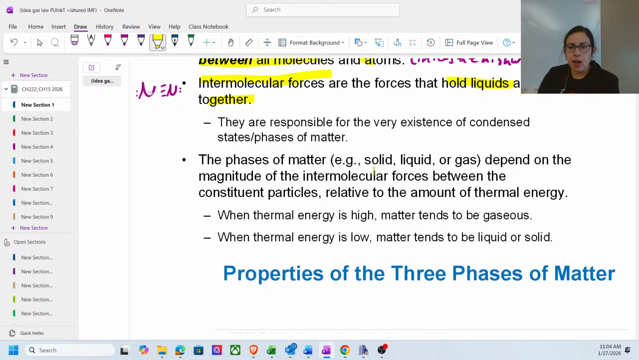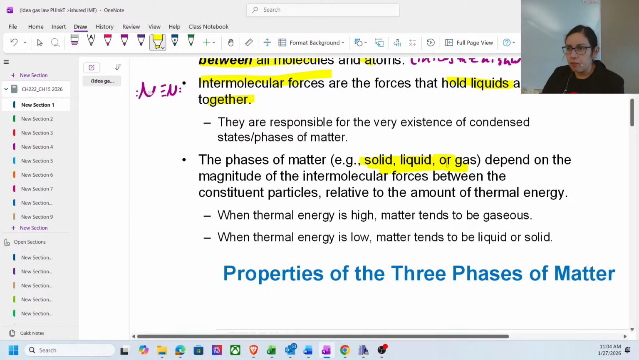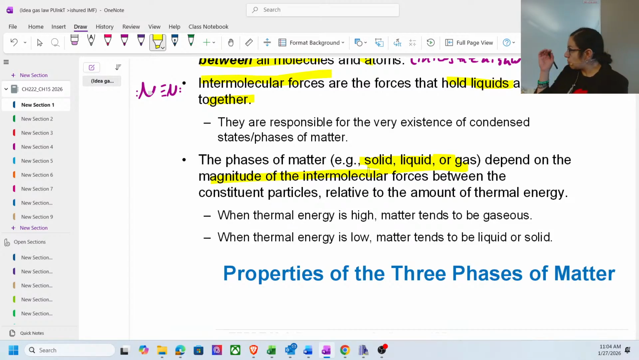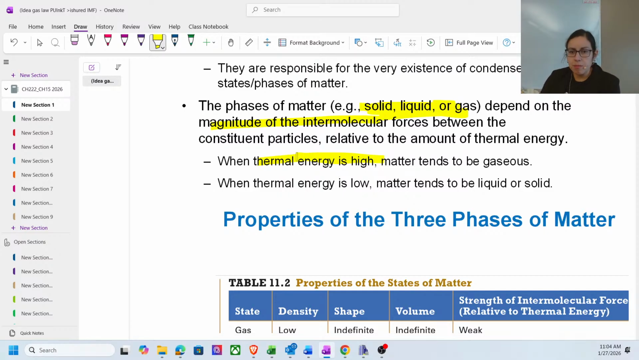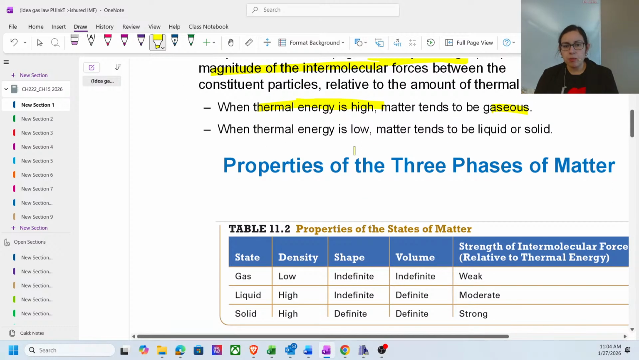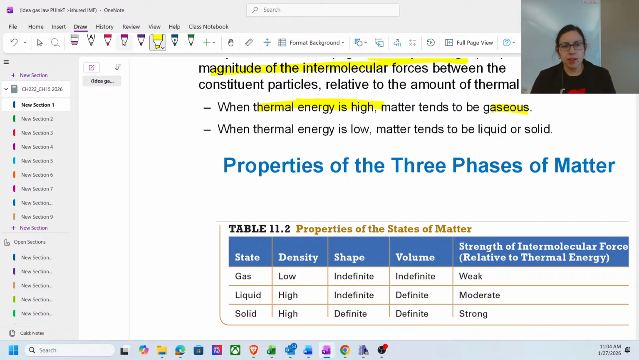And so the phases of matter, whether it's a solid, liquid, or gas, all that depends on the magnitude of the intermolecular forces. So we'll be able to predict and rank them. And then, as we can generally see, when our thermal energy is high, matter tends to be gaseous, just thinking about water in the gaseous state when it's boiling. And then when thermal energy is low, then things tend to condense. So I'll just put liquid nitrogen or ice.